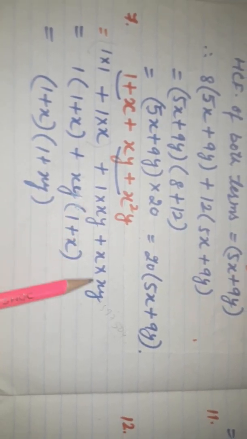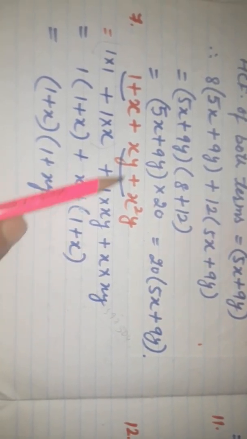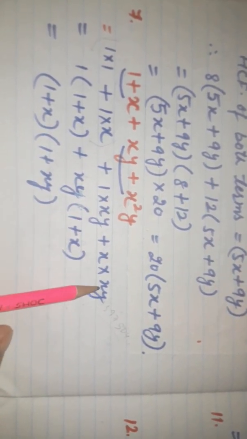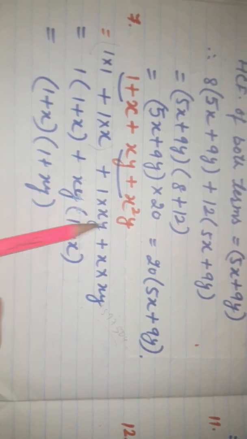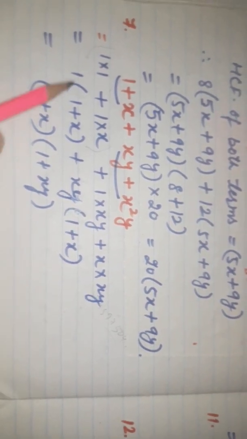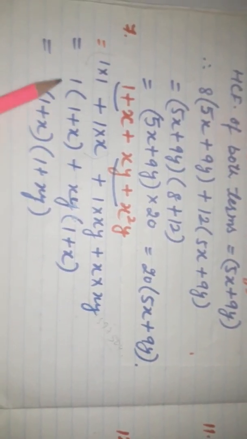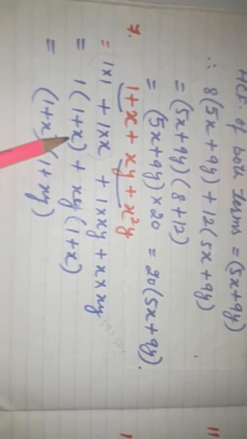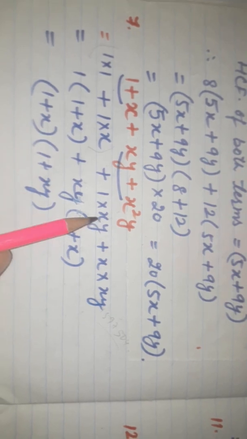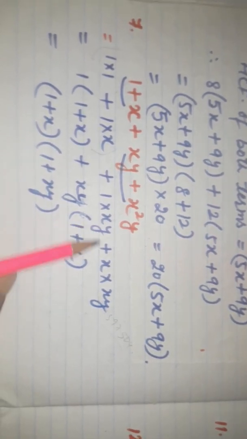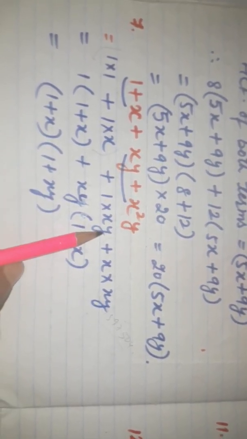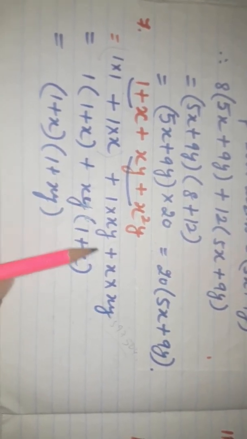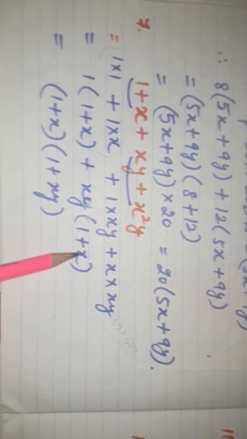In this case, xy is the highest common factor between these two terms, so xy is the common factor, and when we multiply it by x, we will get x squared y. Now in these first two terms, 1 is common, so when we take 1 common, we get 1 plus x. Next, in these two terms, I'll take xy common. So when we take xy common, what is inside is 1 plus x.